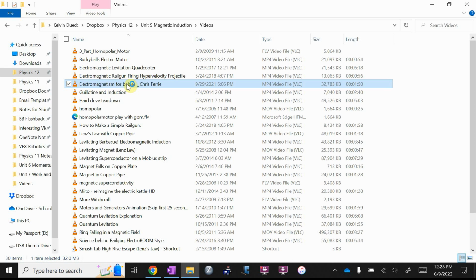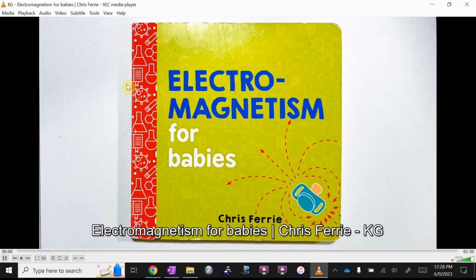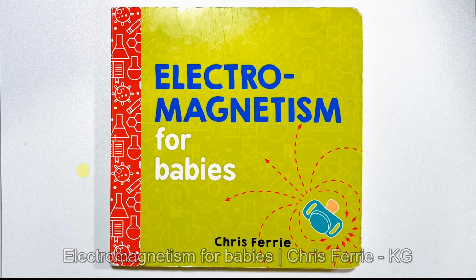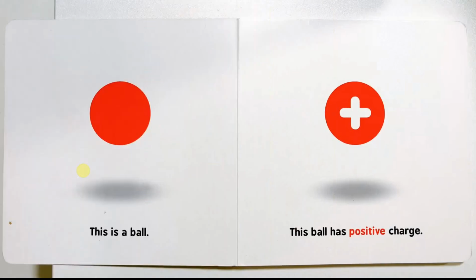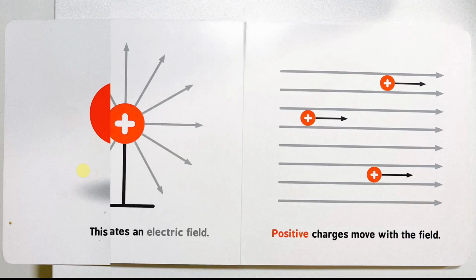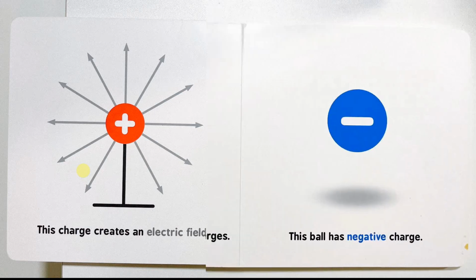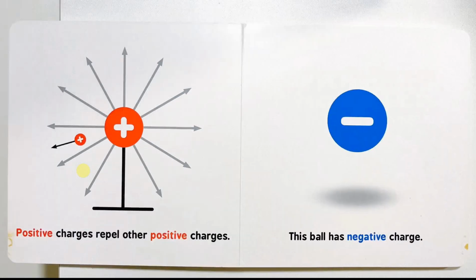We've been looking at electricity and magnetism. Together, they're called electromagnetism. Electromagnetism for babies. This is a ball. This ball has positive charge. This charge creates an electric field. Positive charges move with the field. Positive charges repel other positive charges.